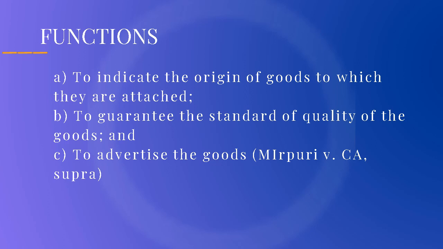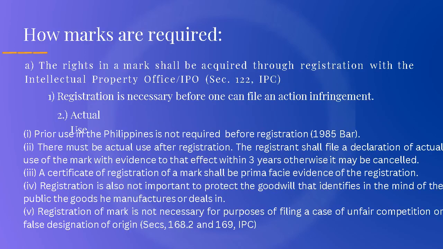Now, functions. Let us go to functions. What are the functions? A. To indicate the origin of goods to which they are attached. B. To guarantee the standard of quality of the goods. And C. To advertise the goods. This is the case of Mirpuri versus Court of Appeal.